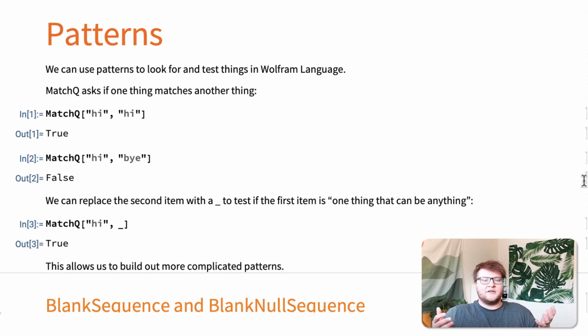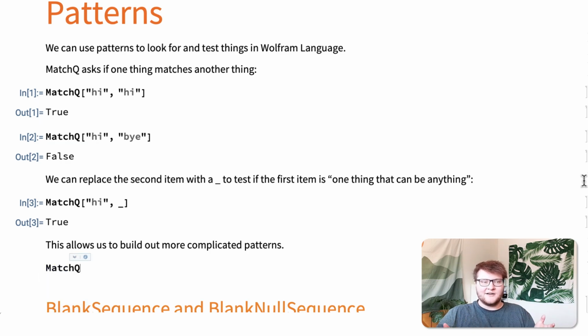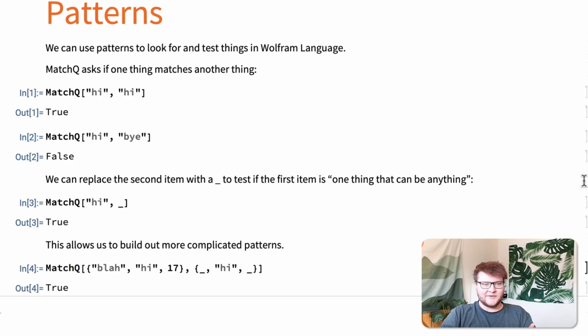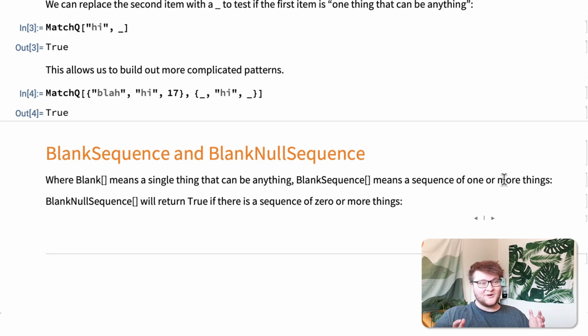So for example, we might want to find a list that has the string hi in the second position and has exactly three things in it, but we don't care what the first thing is or what the third thing is. So in that case, I would say, does this list, blah, hi, and 17, match the pattern: a thing that can be anything, hi, a string of the word hi, another thing that can be anything? Yes, it does. Great.